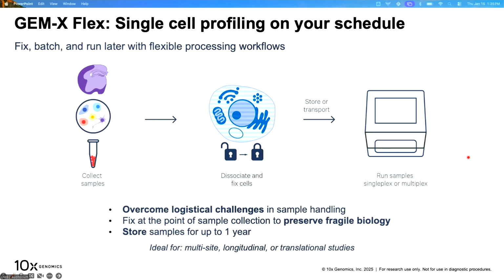Recently, a couple of months ago, we launched a new version of Flex. One of the capabilities of Flex was the ability to multiplex samples together, so running multiple samples in the same reaction, and that helps a lot with reducing the cost per sample.